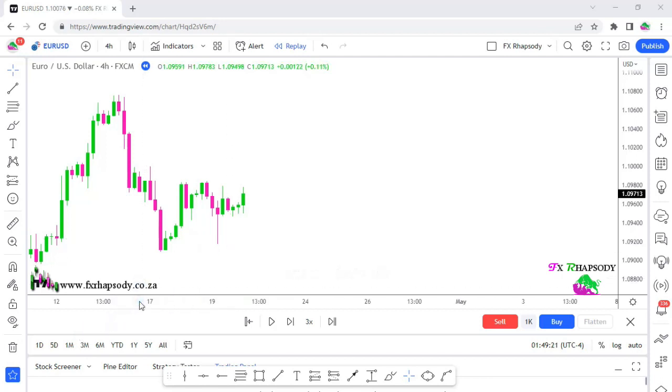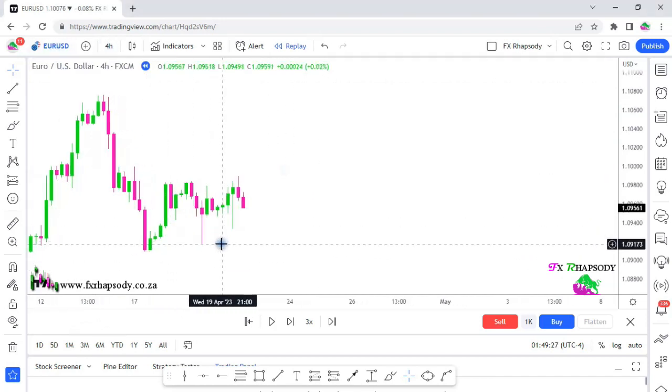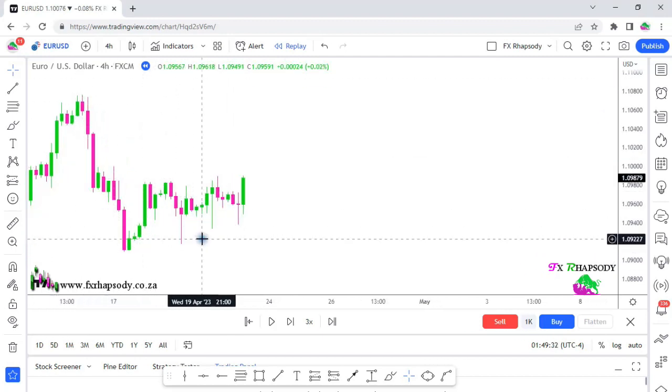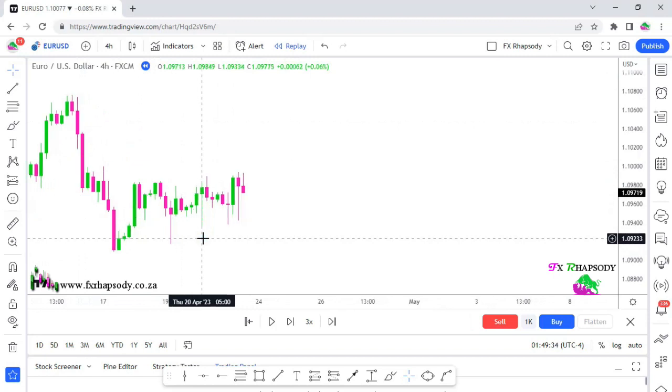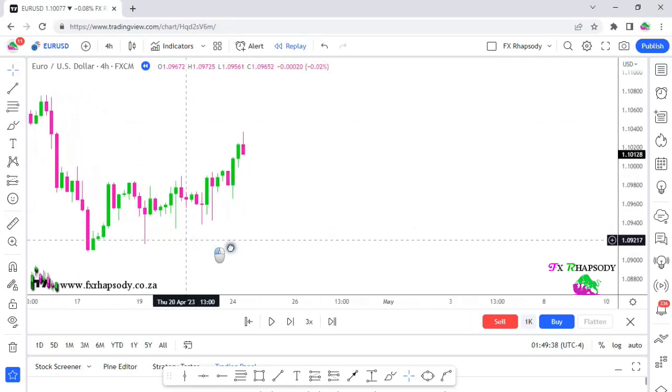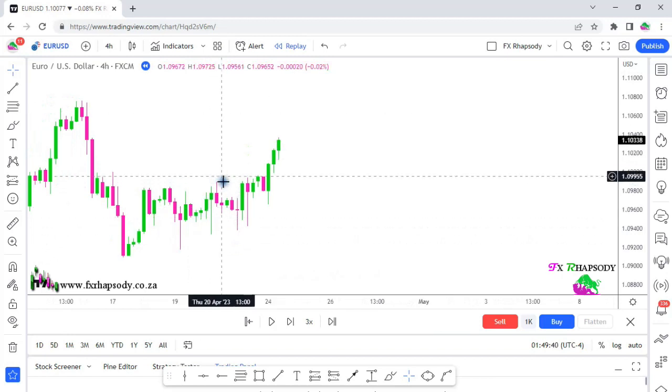So we're starting off with a 4-hour time frame on the EURUSD, and what we saw last week happening is price just forming up and down, lower highs, and what we want to see is this consolidation breaking, and then it did break eventually, so we have a swing high and a swing low.